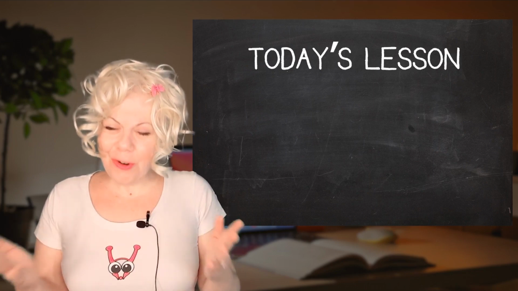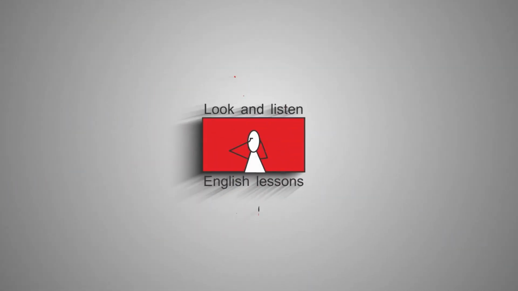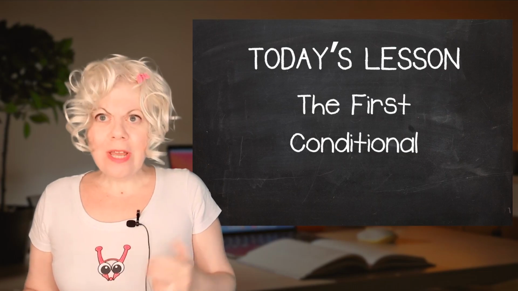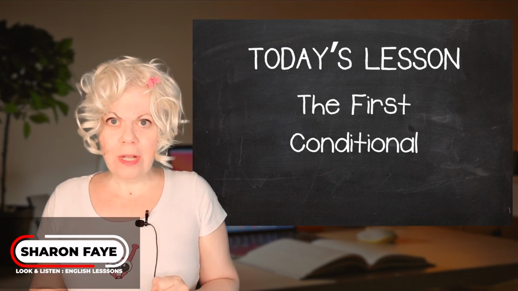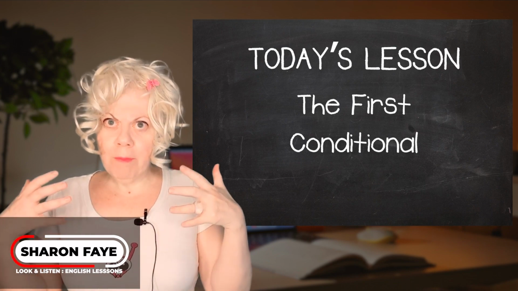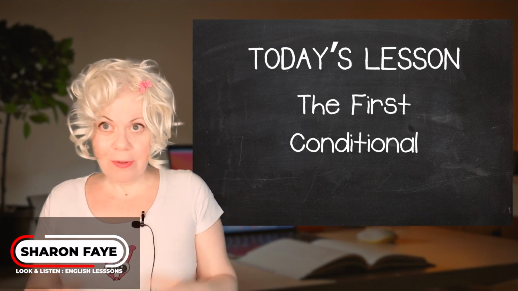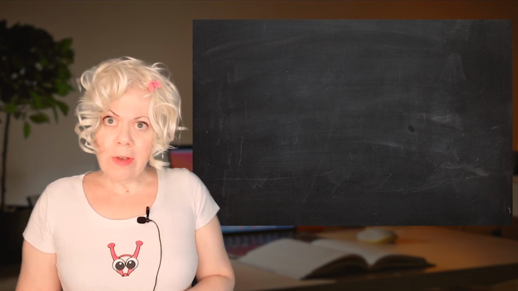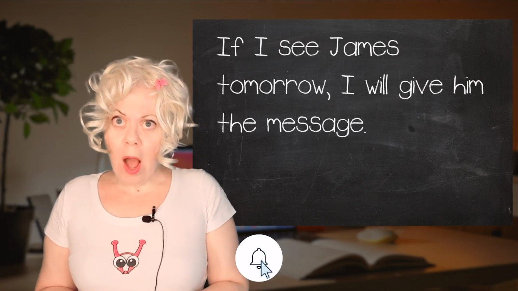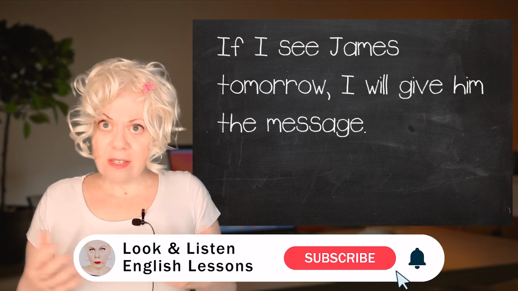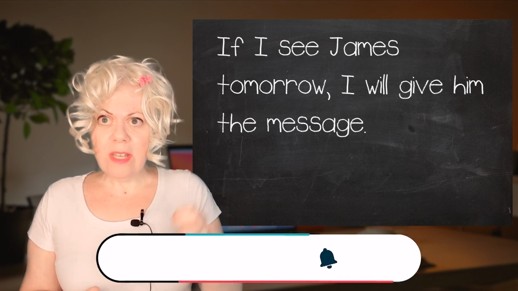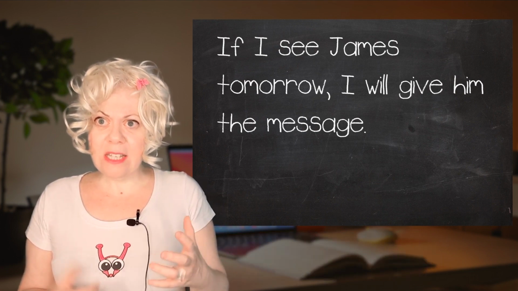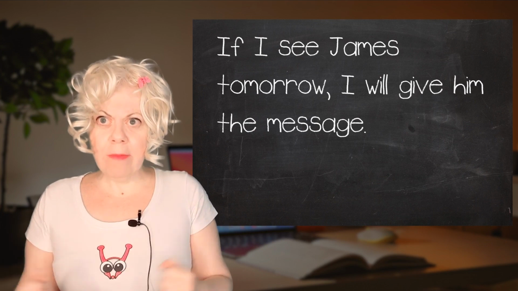Today's lesson is all about the first conditional. We use the first conditional to express a condition regarding something that will happen or when there are many chances that it will happen. For example, if I see James tomorrow, I will give him the message. Now, this is something that is sure to happen. That is, if I see him, I will give him the message.